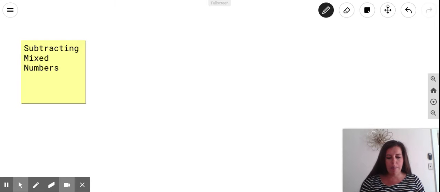These were a little bit more complicated because you have to borrow when you go through and do subtracting mixed numbers if the first fraction is smaller than the second. We're going to do some easier problems first.